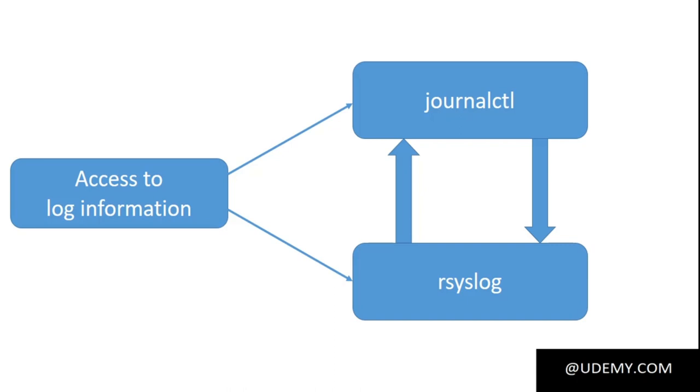Now let's talk about journal first. Journal is a component of systemd. It captures log messages of kernel logs, syslog messages or error log messages. It collects them, indexes them and makes them available to the user. Journals are stored in the /run/log/journal directory. Now you know that journalctl is the new way to see logging information. So let's do the practical.